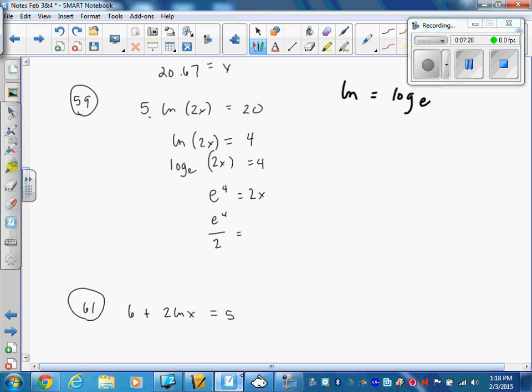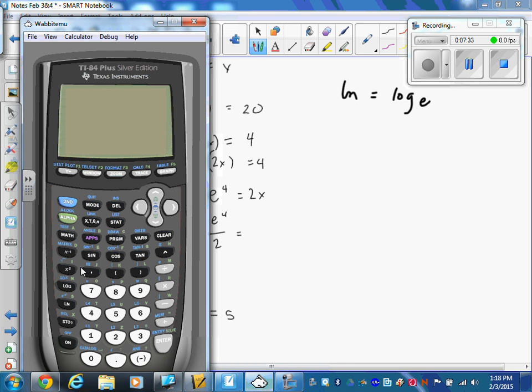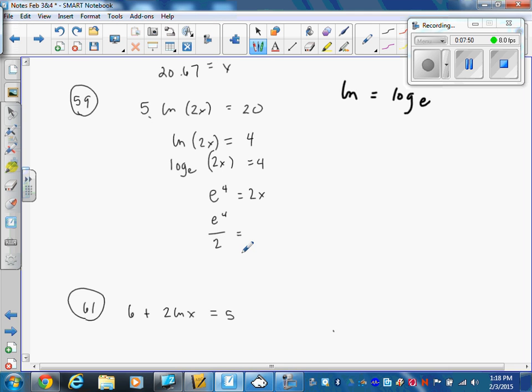So I can again use my calculator to calculate e to the 4th. So e to the 4th looks like this. I'm going to press enter and divide it by 2. And so you see that I'm going to get 27.30 rounded to 2 decimal places. And remember, I do have to put that 0 to show that I rounded it to 2 decimal places.